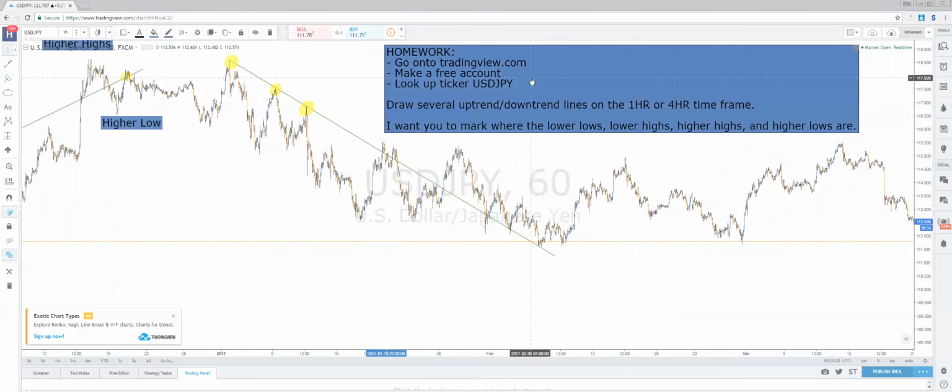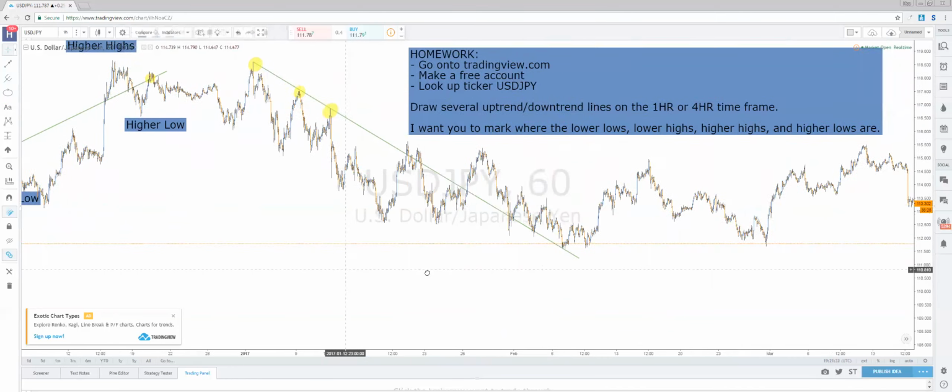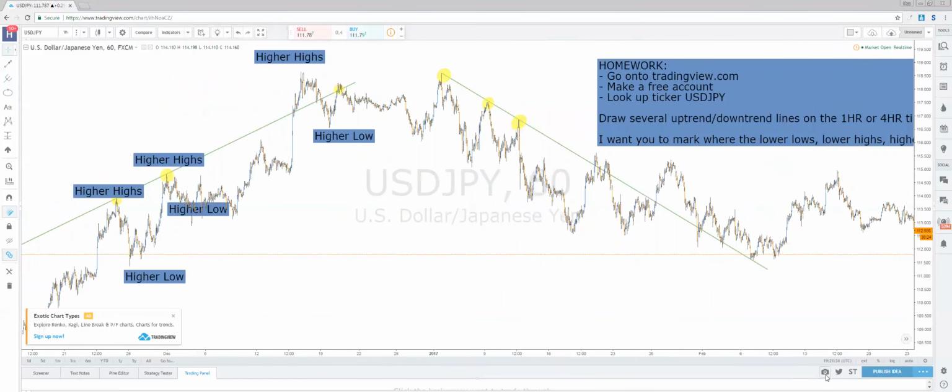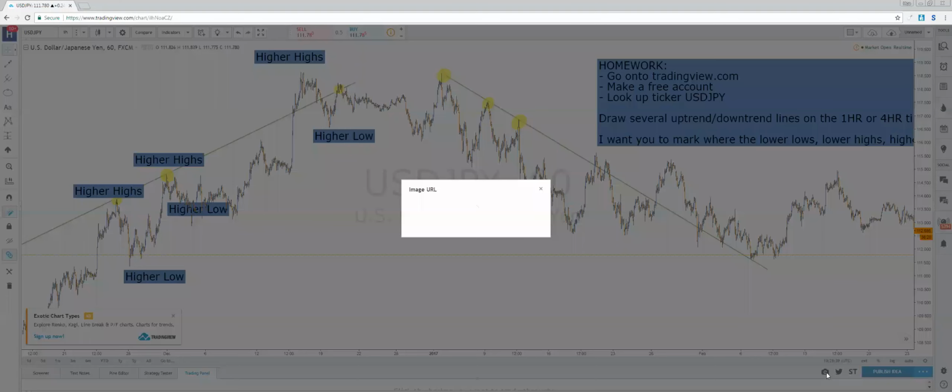When you guys have your lines drawn out, this is what I want you to do. Go ahead, click on this photo icon here, and it's going to create a screenshot of your chart markup. It's going to give you a link. Okay, when you guys are done with your markups, I want you to take this link and post it in the group page. Once you post it, anyone that posts it in the group page, I will personally go back, look at your chart, and review it for you.